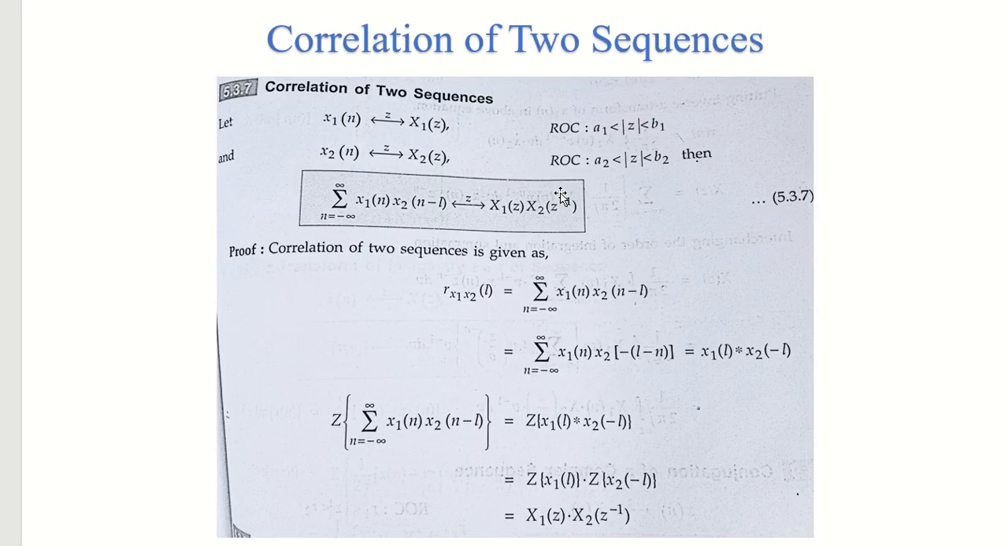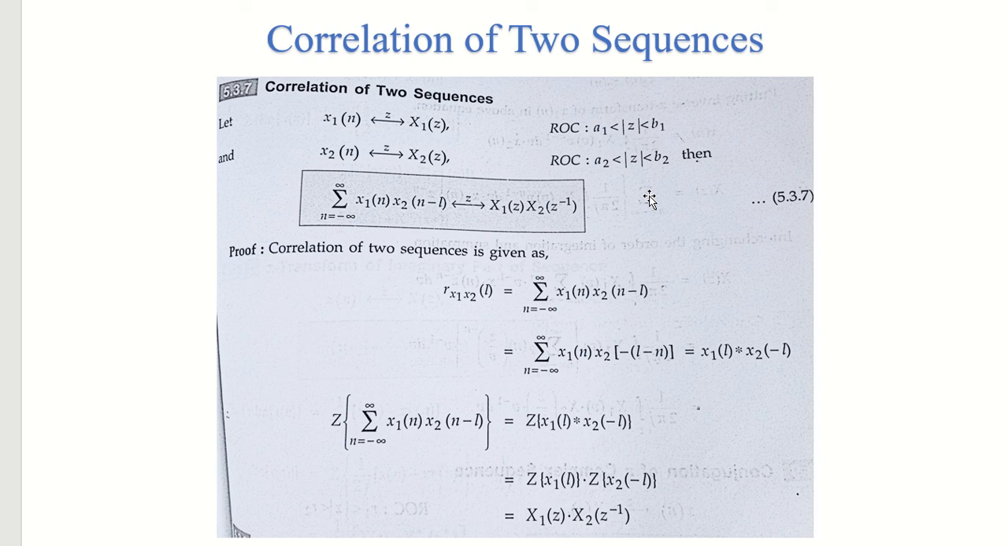Now the next one is the correlation of two sequences. And just like convolution, for correlation as well, you will need two different signals. So we are having two signals, x1 of n and x2 of n. When we take the z transform of both of them, we will get X1(z) and X2(z). The region of convergence is from a1 to b1 for X1(z), and from a2 to b2 for X2(z).